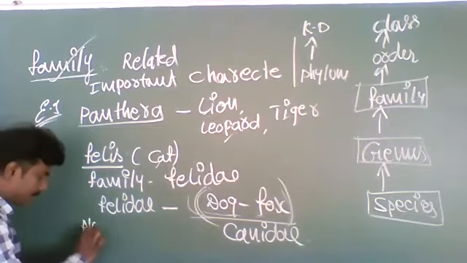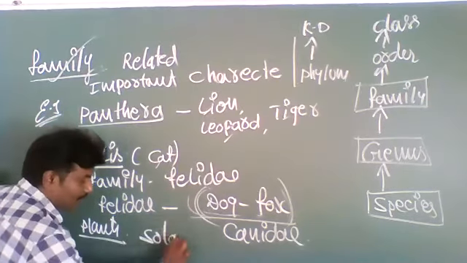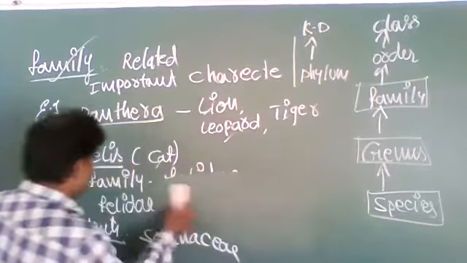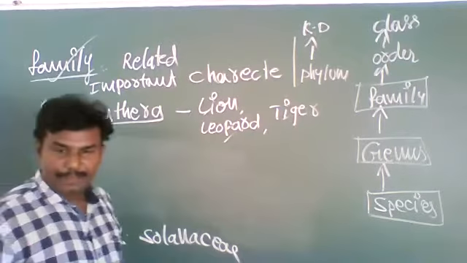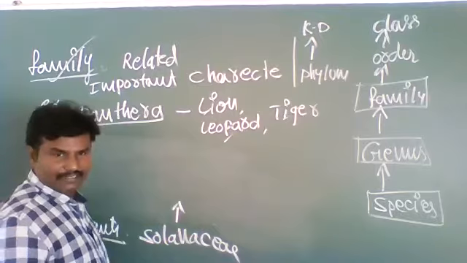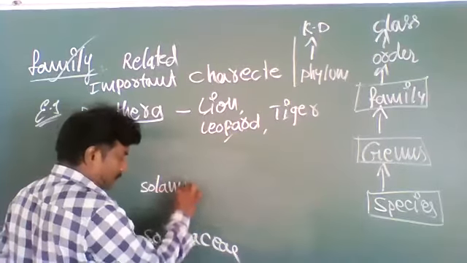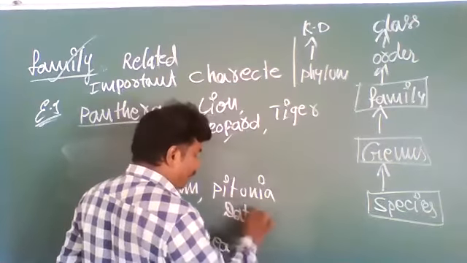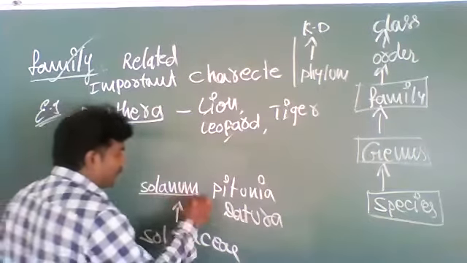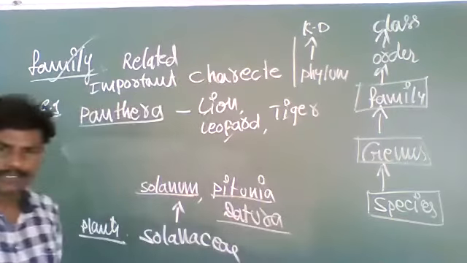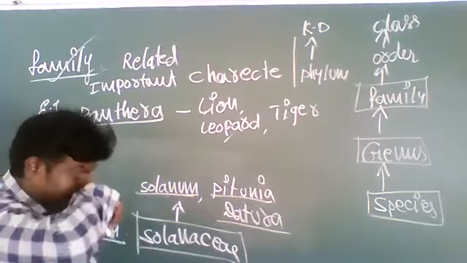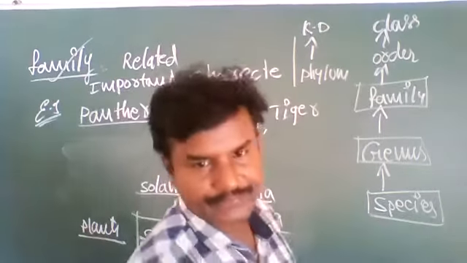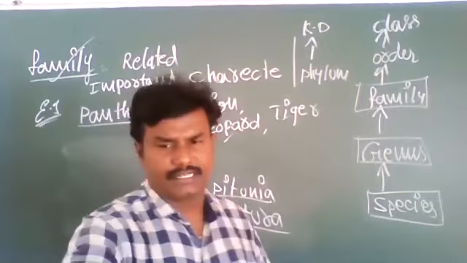Plants. The family Solanaceae has the genera Solanum, Petunia and Datura. So the genera Solanum, Petunia, Datura belong to the family Solanaceae. Okay? So that is the explanation about family.